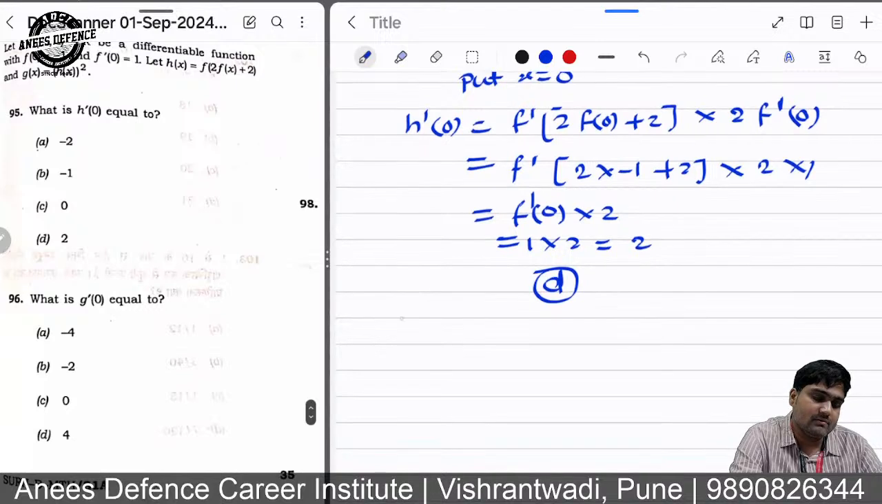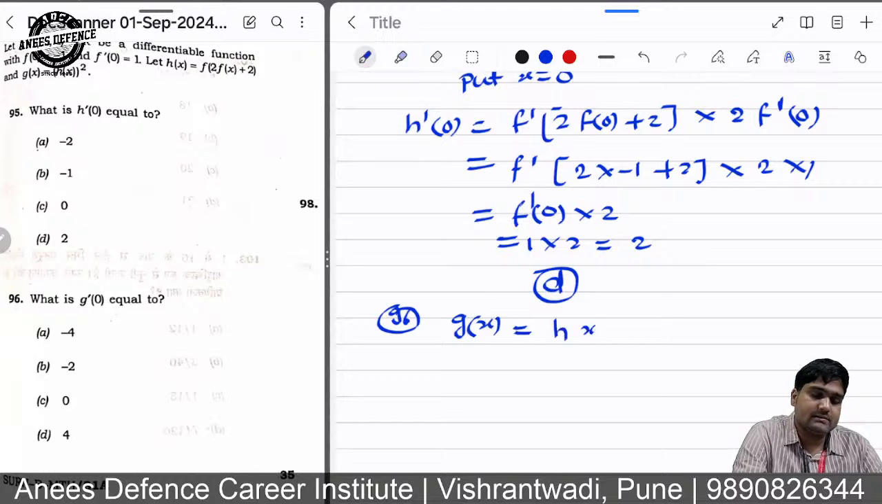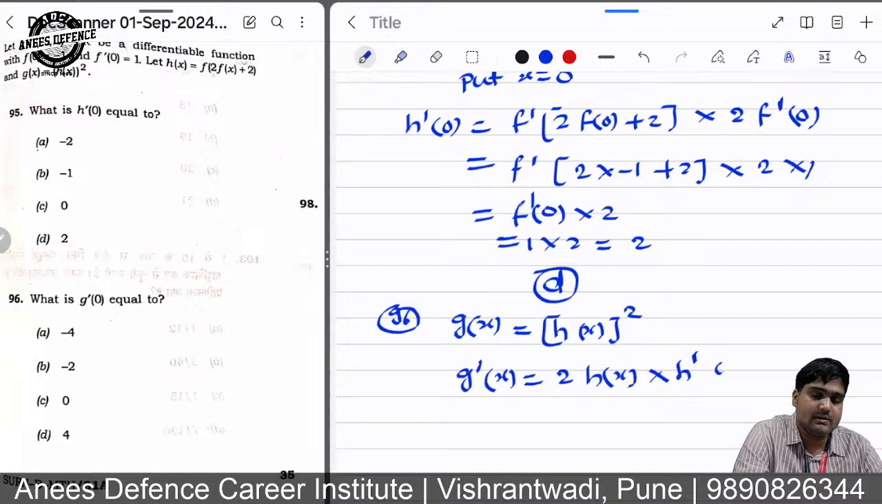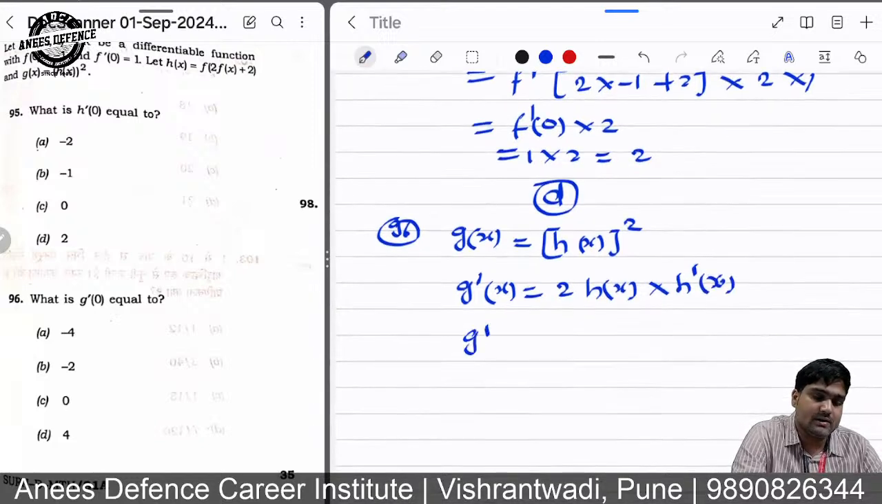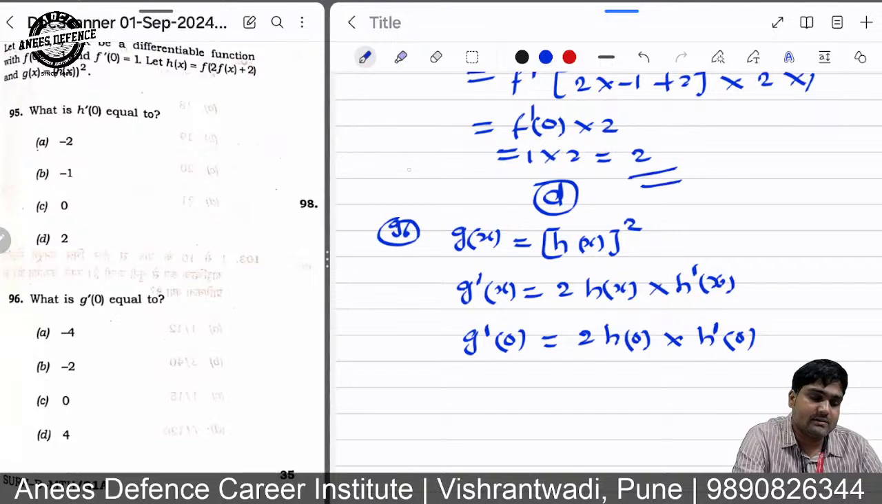In question 96, we have to calculate g dash 0. So first check the function g of x. g of x is given as h of x whole square. Now find the derivative of g x, which is g dash x. Do the differentiation of the power first, 2 times h x, then h dash of x. Now we have to calculate the value of g dash 0. Put x as 0, so h of 0 into h dash of 0. We already calculated the value of h dash 0, which is 2, in the previous one.